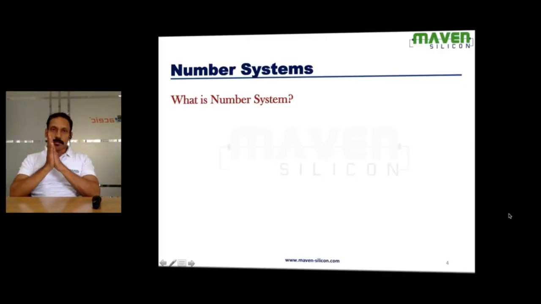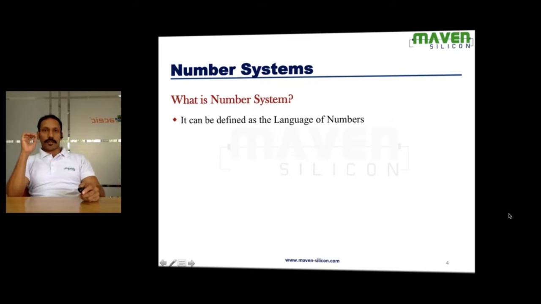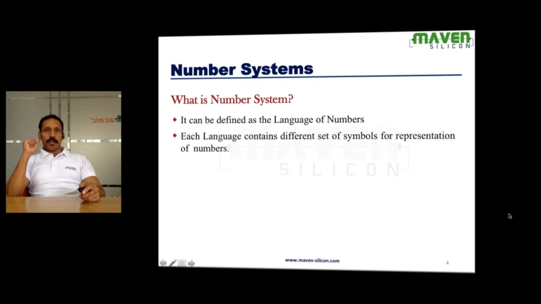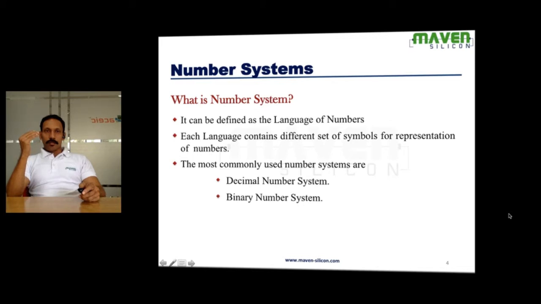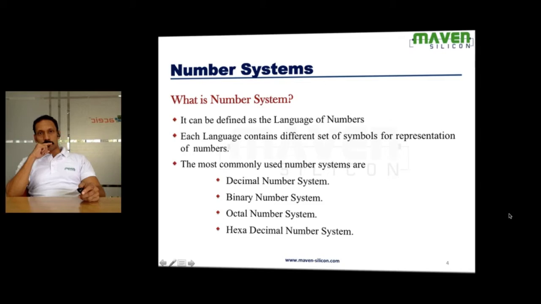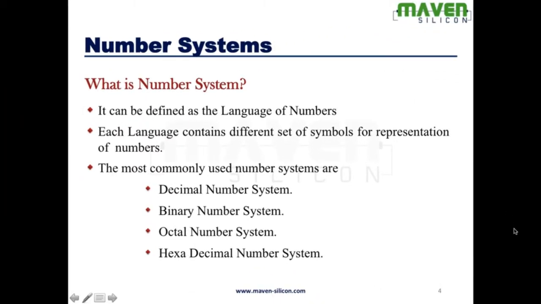What is a number system? It's nothing but the language of numbers. And if you look at it, each language has its own set of symbols. There are different kinds of number systems: decimal, binary, octal, hexadecimal. And each language has its own radix or base. This radix is nothing but the number of symbols in that particular language.